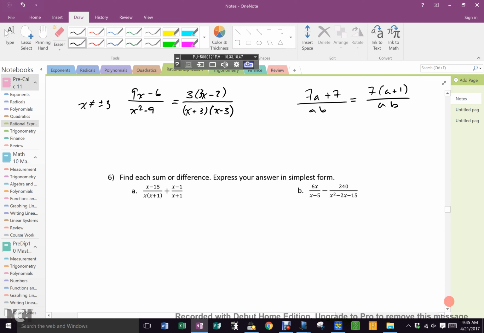Find each sum or difference. Express... Oh, wait. Sorry. A cannot equal 0. B cannot equal 0. Find each sum or difference.